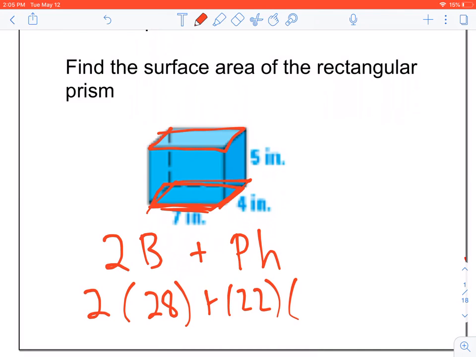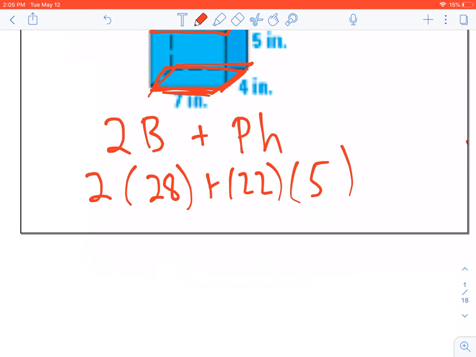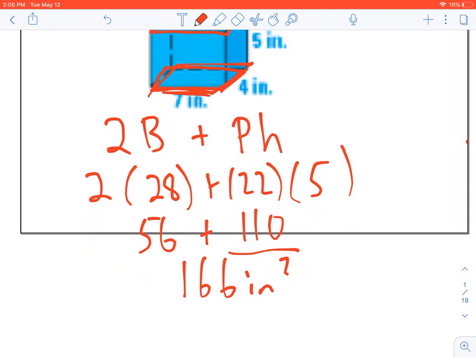Times the height between the bases. How far is it from the top base to the bottom base? Well, that is 5 inches. So 2 times 28 is 56. 22 times 5 is 110. Add them together, we get 166, and my units would be inches squared. Okay? And that's how you do your surface area of your prisms. Your cylinders would work the same way, just your base would be a circle, and then instead of having a perimeter, you had a circumference.